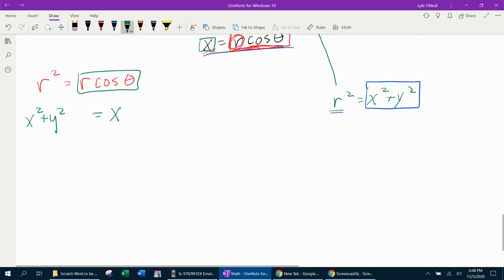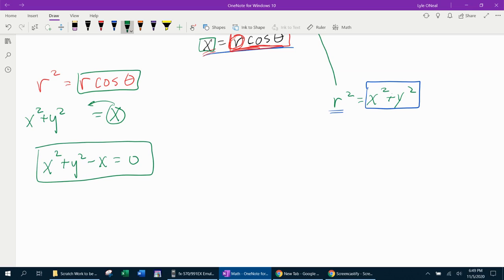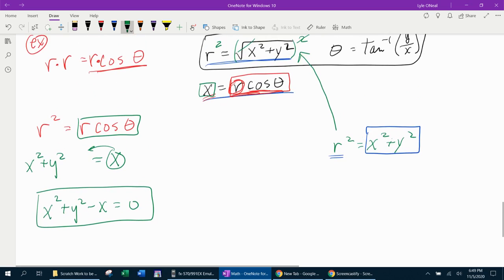And then if I wanted to simplify this, I could set it equal to 0 by bringing this x over, which would make that minus x equal to 0. Sometimes they want you to set it equal to 0. But there's the equation converted from polar to rectangular. And I know I'm done because there's no more r's and thetas. It's all x and y. And that's where we're going to end this lesson.